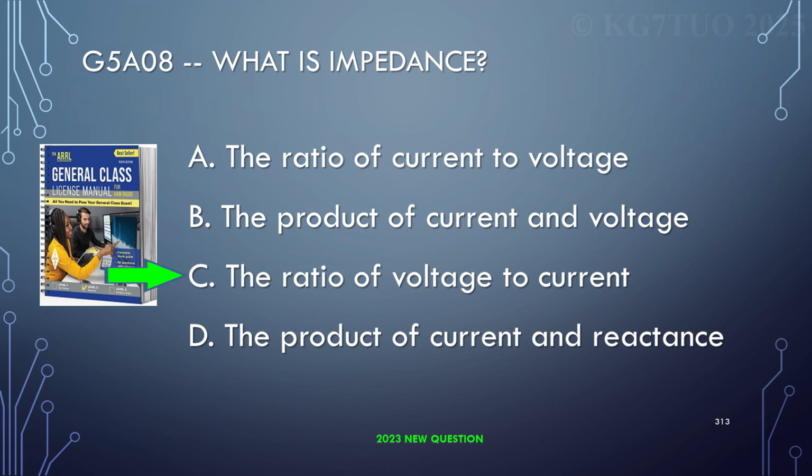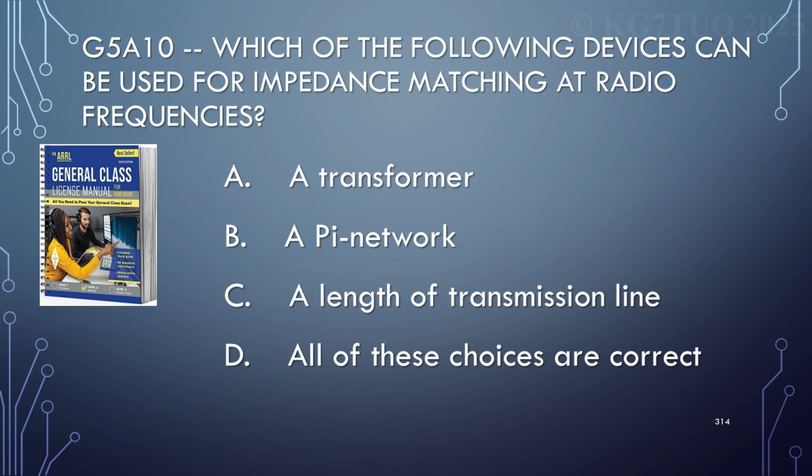Impedance is voltage to current. Which of the following devices can be used for impedance matching at radio frequencies? Alpha, okay. Can you use a pi network? Can you use a length of transmission line? That's two possible ones, right? So now what's the answer? Delta, all of the above.